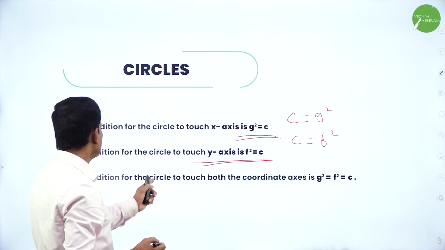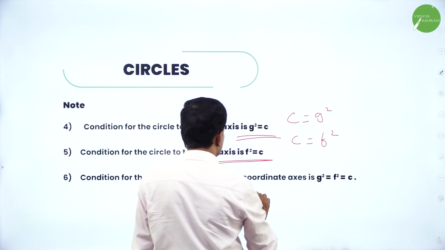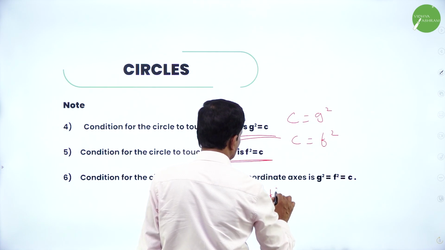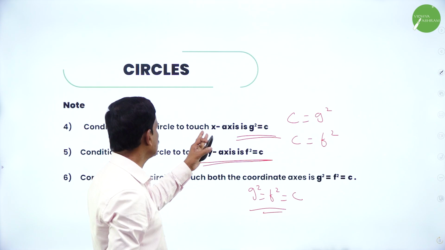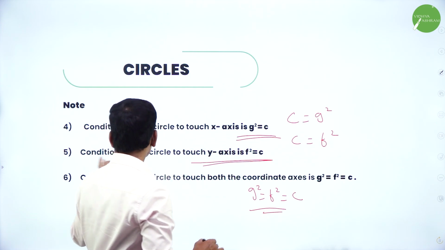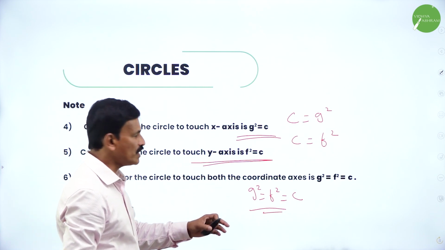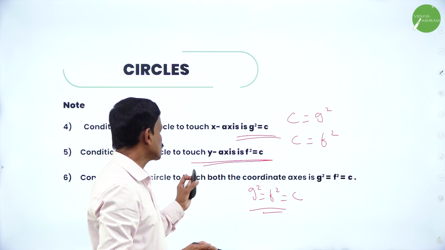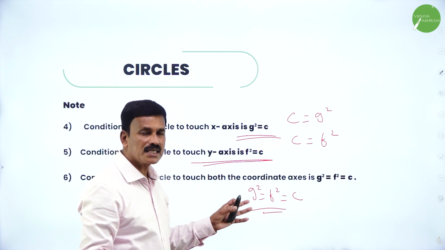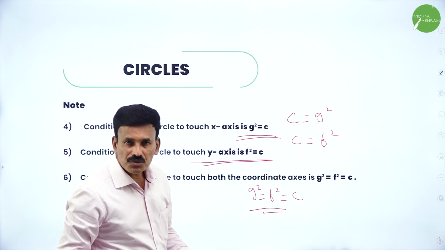Sixth condition. The condition for the circle to touch both the coordinate axes is g square is equal to f square is equal to c. Suppose c is equal to g square, then it will touch the x-axis. Suppose f square is equal to c, then the circle will touch the y-axis. So, the condition for the circle which touches both the axes is g square is equal to f square is equal to c.